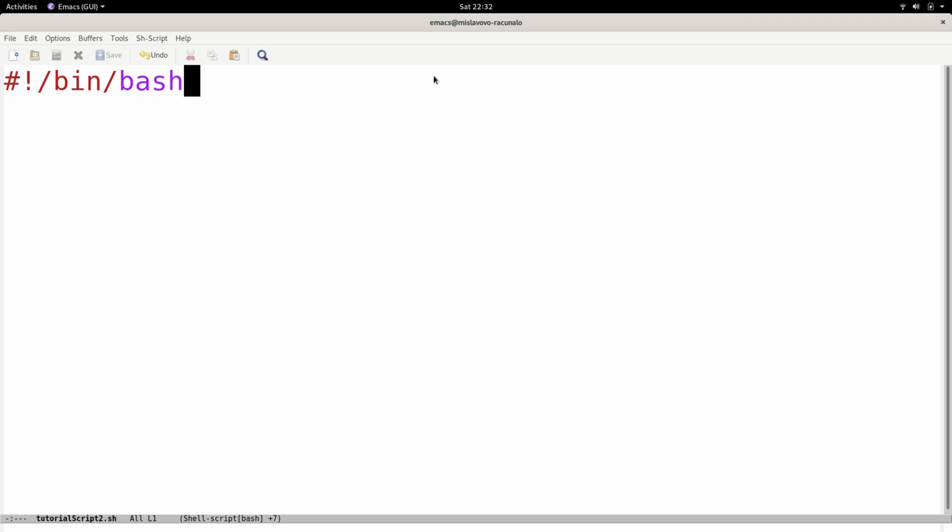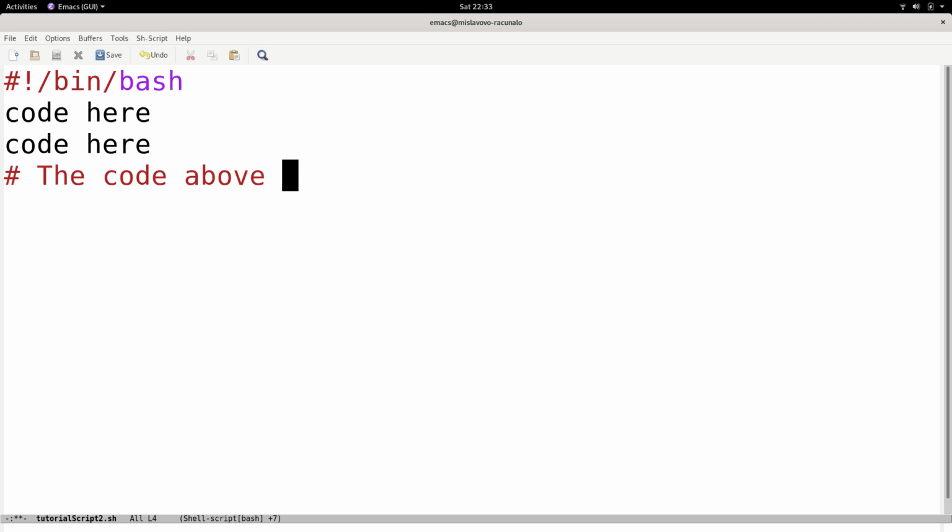Okay? So basically, you include comments. Let's say that we had some code here, and then some code here. And let's say we wanted to write a quick summary of what the code does. Then we would actually write a hashtag, and then we would write, for example, the code above does XYZ, where XYZ is the functionality which we intended to achieve with the code above.